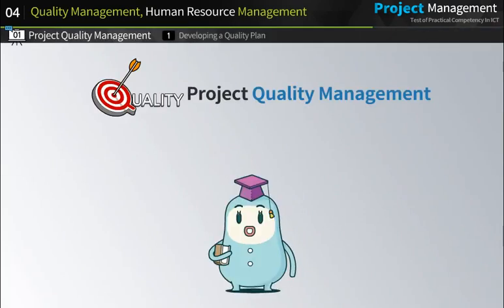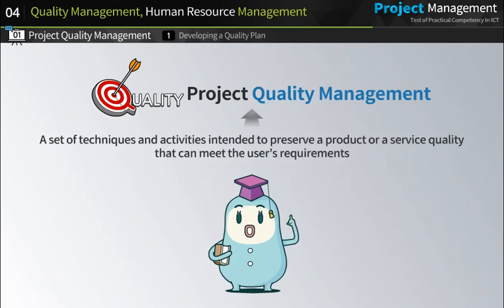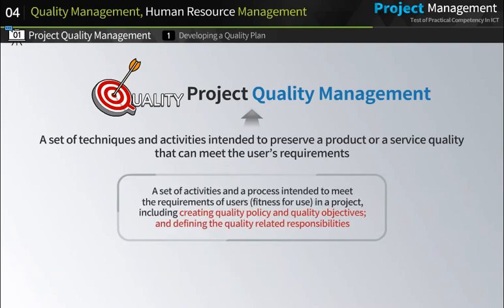Let's take a look at project quality management. Quality management refers to a set of techniques and activities intended to preserve a product or a service quality that can meet the user's requirements. Also, quality management is a set of activities and a process intended to meet the requirements of users in a project, including creating quality policy and quality objectives, and defining the quality-related responsibilities.